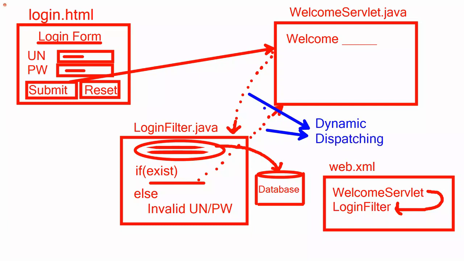Now you observe, listen. Dynamic dispatching. Listening is most important. See, dynamic dispatching. Here, the login filter URL pattern I am not writing in the Servlet, and the welcome Servlet URL pattern I am not writing in the filter. Got the point? So from here to here, there is no URL pattern concept. How to write that code, I'll explain. That is through XML include.